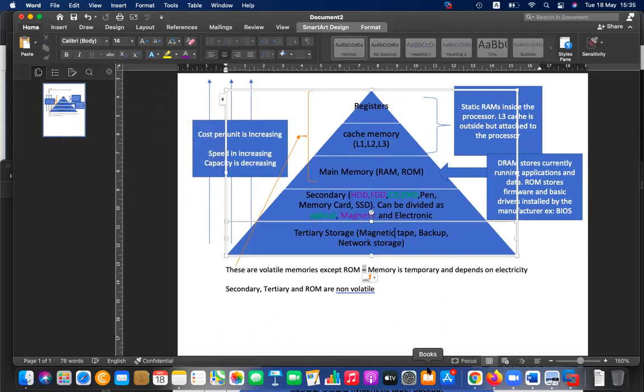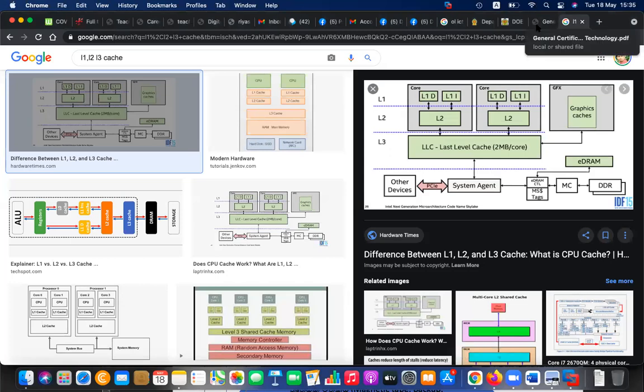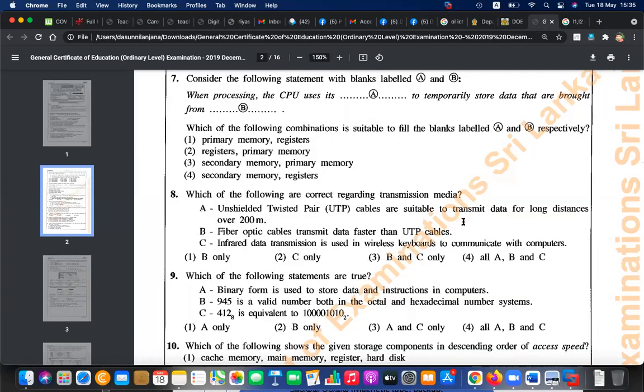Yes, sir. Okay. Then let's move to the paper. Okay, so here, consider the following statement with the blanks labeled A and B. When processing, CPU uses its, now you know, CPU can use its registers or cache memory. So can be anything, right? It can be registers or cache memory. Here, because you don't have cache memory, you can select registers to temporarily store data brought from the primary memory or the RAM. Right? So answer is number 2.